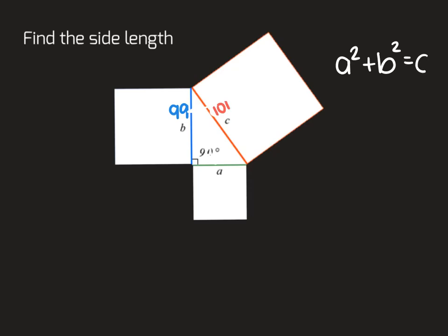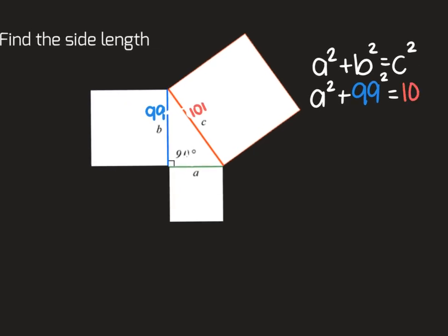Until you really have practice with this rule, I want you to write it out each time. So as you get through your lesson today, you're writing this out each time. So we have a squared. We don't know what that is yet. But we do know that b is 99. So 99 squared plus a squared equals 101 squared.